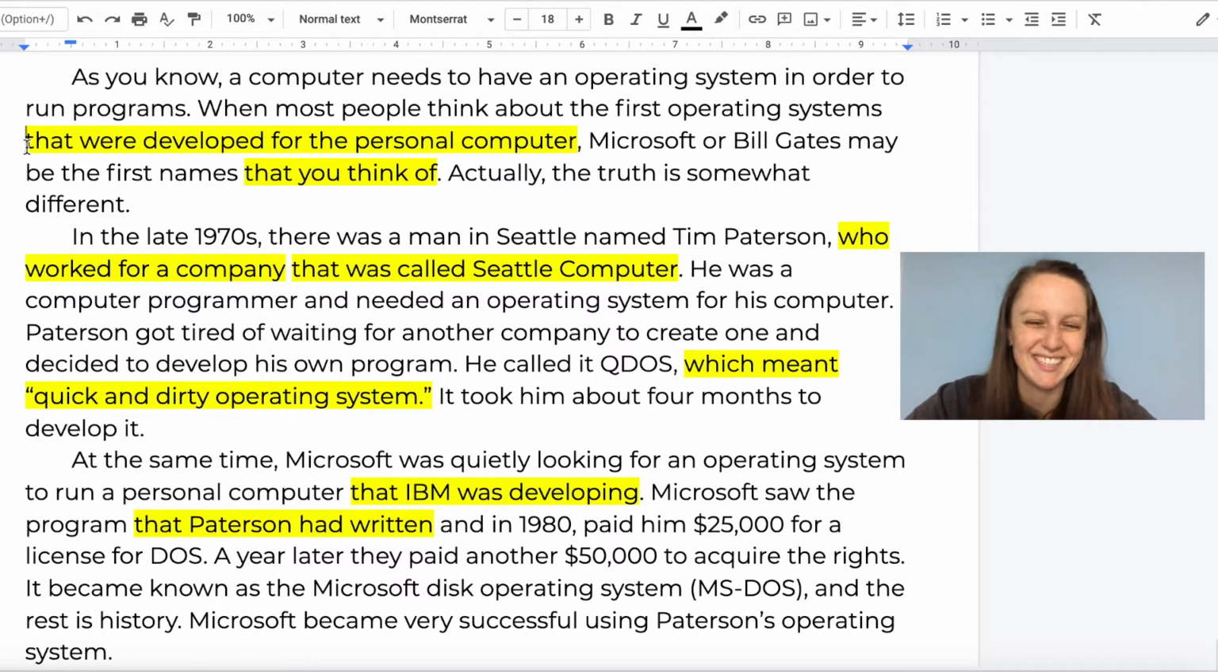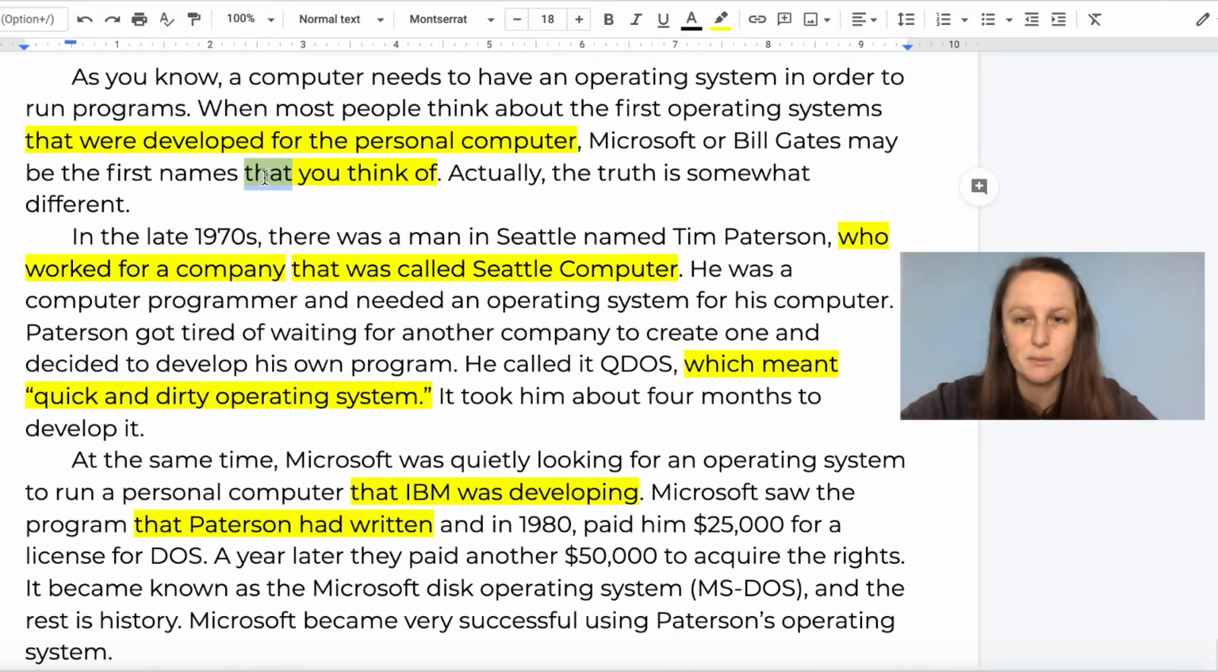All right, let's look at the next example, and as we practice, this will get a little bit easier. It says, Microsoft or Bill Gates may be the first names that you think of. Now, this adjective clause, again, is modifying a noun. It's modifying the noun, the first names. The first names that you think of. Again, our first trick is to look for the subject and verb of the clause. The verb is think, and the subject of this clause is you. So that means that, the relative pronoun, has to be the object of the clause.